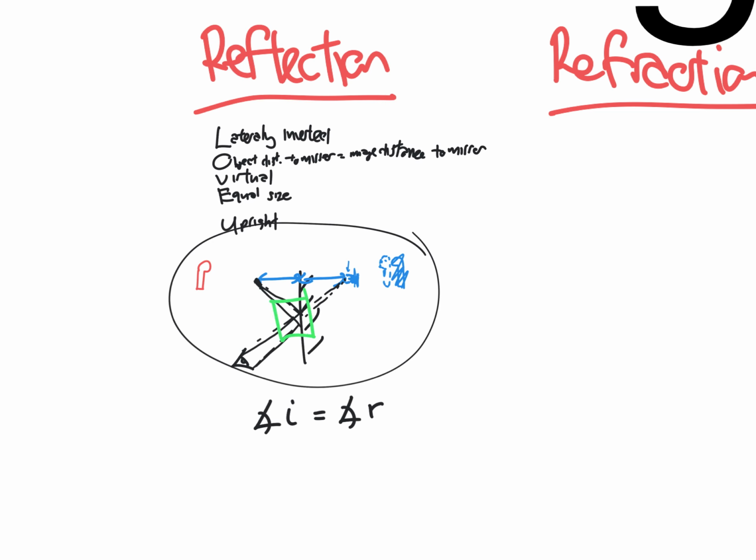If I just look at one way, it would be something like this. I have my incident ray, and I must always draw my normal. Don't forget that. Always draw the normal. And this would be my reflected ray. Where are the angles? Always measure to the normal. Incident angle, reflected angle. Please don't forget the normal. Remember that the angles which you measure must always be to the normal.